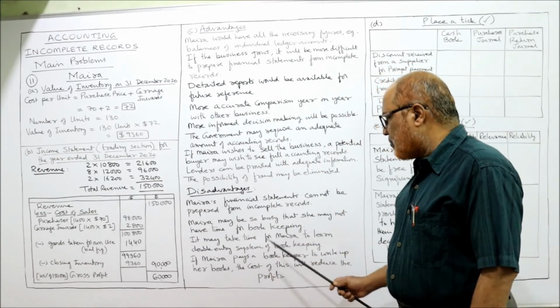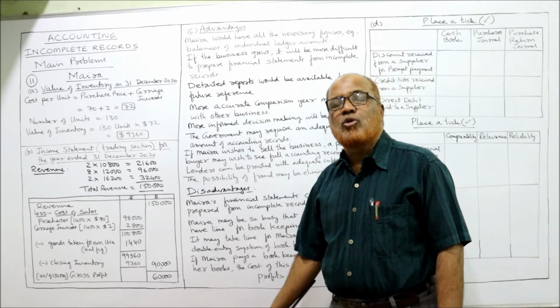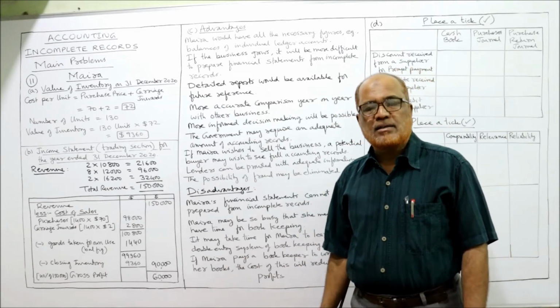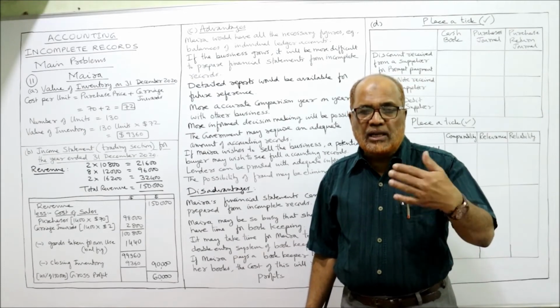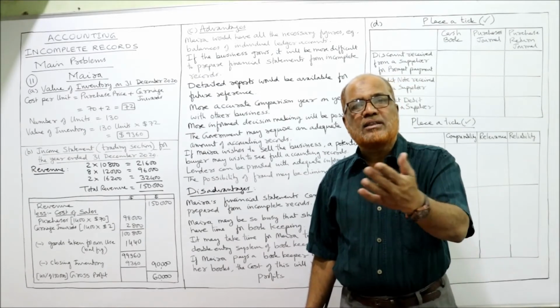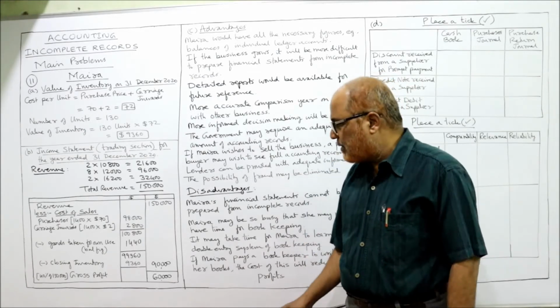Thirdly, it may take time for Myra to learn the double entry system of bookkeeping. Accounting is a science. It has to be learned. The person has to learn the principles of accounting. Then only can a complete set of accounting be maintained.